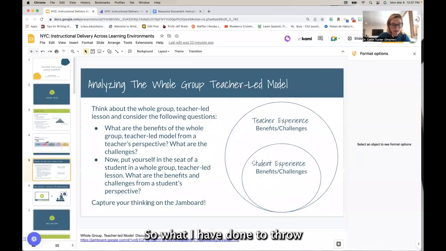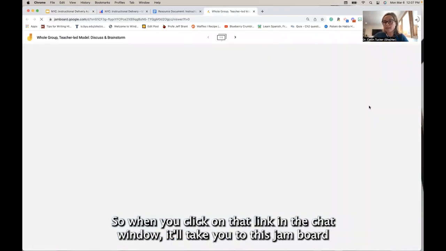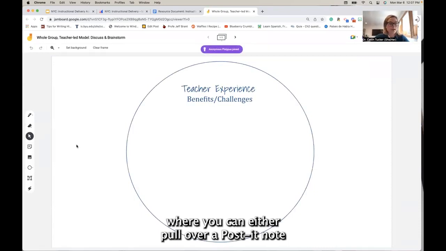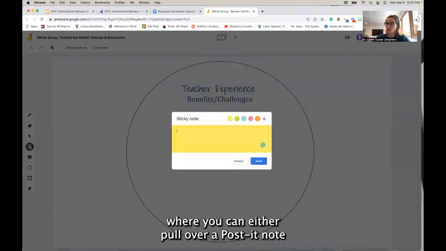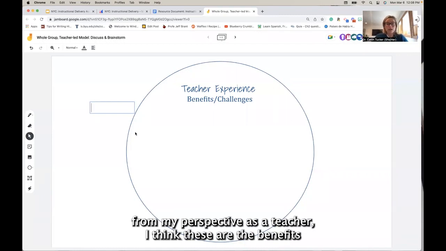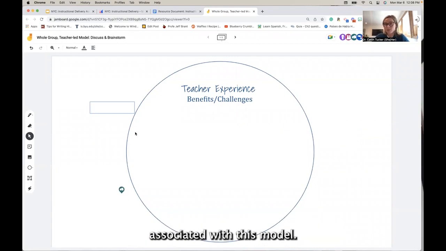What I have done, and I'm going to throw this into the chat window for you all, is put together a Jamboard. When you click on that link in the chat window, it'll take you to the Jamboard where you can either pull over a Post-it note or create a text box to identify, from my perspective as a teacher, I think these are the benefits of a whole group teacher-led model, and I think these are some of the challenges associated with this model.